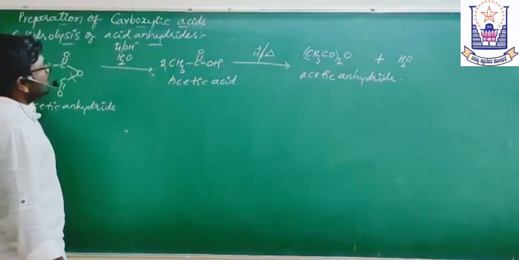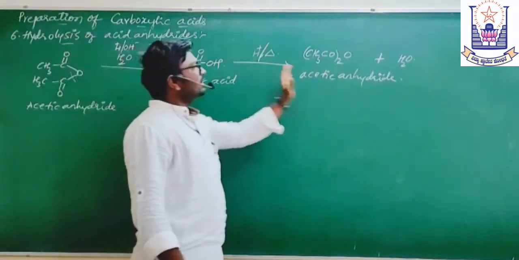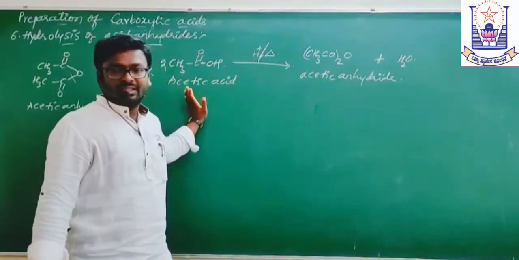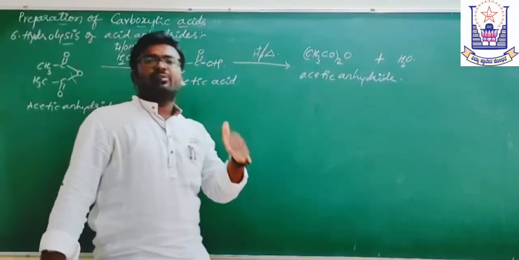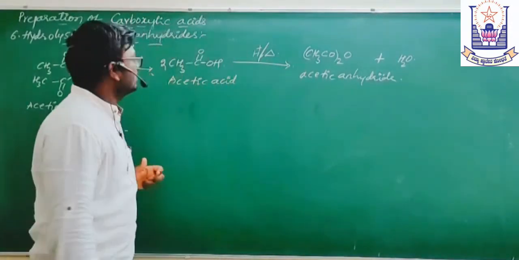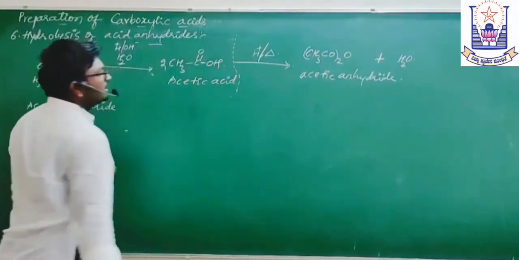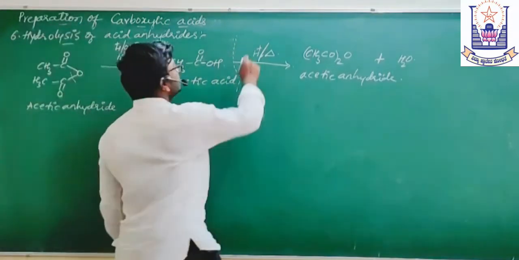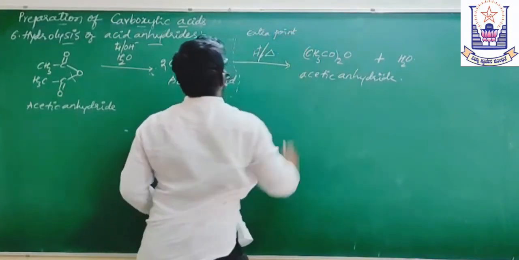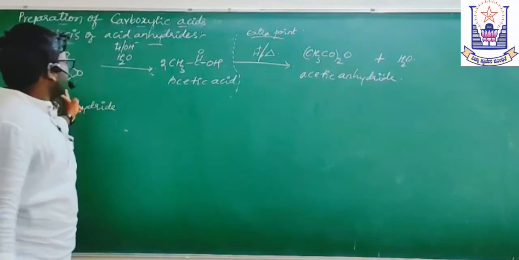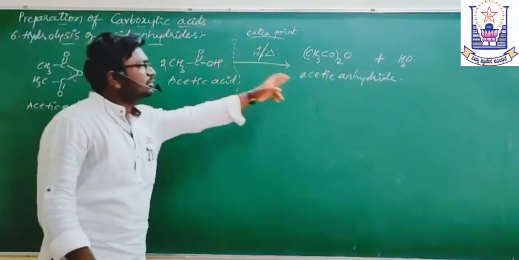From here to here it is preparation of carboxylic acid, and from here to here it is chemical property of carboxylic acid. I told you earlier, in organic chemistry we can convert any compound to any compound. That is possible. For preparation, up to here is enough for us. This is an extra point: we can convert carboxylic acid to anhydride, that I have shown there.